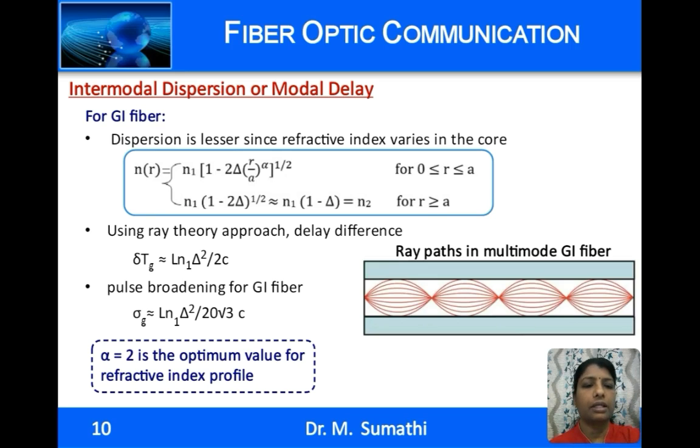So, using the ray theory approach, the delay difference for graded index fiber is determined and the pulse spreading is determined, and it is observed that for a parabolic refractive index profile where alpha is equal to 2, this gives the optimal value for minimum dispersion in a fiber.